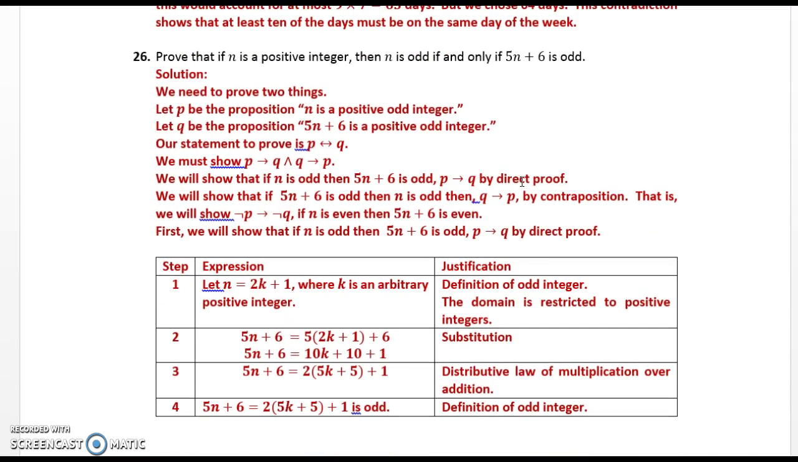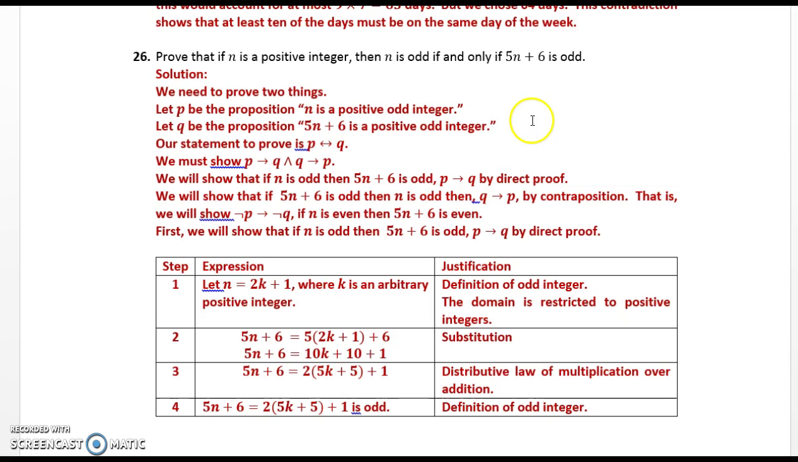Prove that if n is a positive integer, then n is odd if and only if 5n plus 6 is odd. We need to prove two things. Let p be the proposition n is a positive odd integer. Let q be the proposition that 5n plus 6 is a positive odd integer. Our statement is to prove p if and only if q. We must show that p implies q and q implies p.